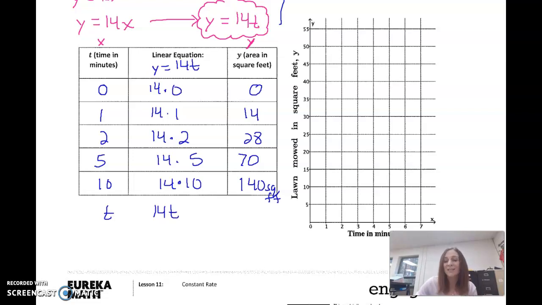So now I can represent this data on a graph, and this is just by plotting these points. Remember, this right here is the point (0, 0). This is (1, 14). This is (2, 28), and so on. So (0, 0), this is why it's proportional, because it goes to the origin. (1, 14), we can approximate it. (2, 28).